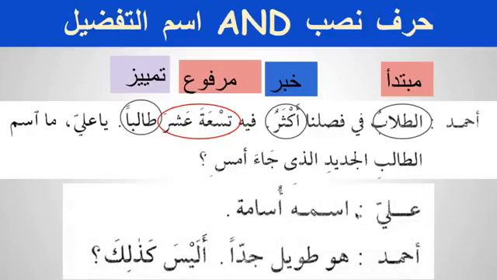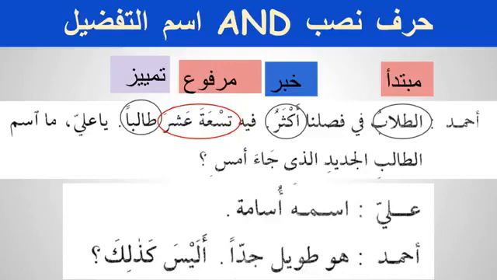And Ali replies, Ismuhu Usamatu, and his name is Usama. Ahmad says, Huwa tawil jiddan. He is very tall. So Huwa tawilun. Huwa is mubtada, tawilun is khabar. Jiddan is a noun, mansoob noun, and it is a maf'ulun mutlaq, which we'll study later inshallah. So just to know, jiddan means very.